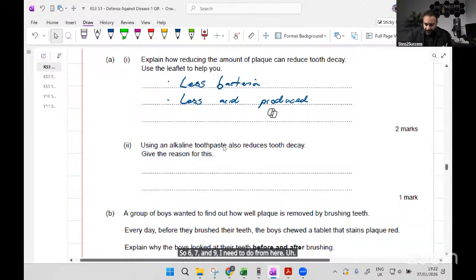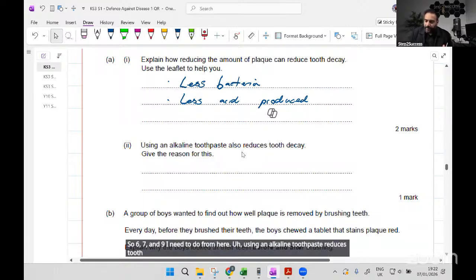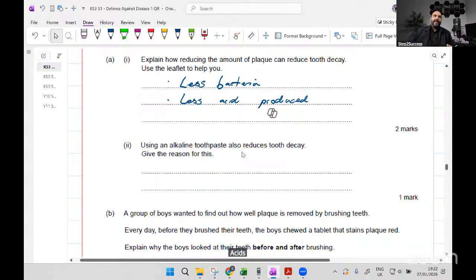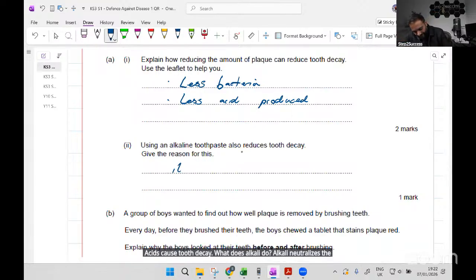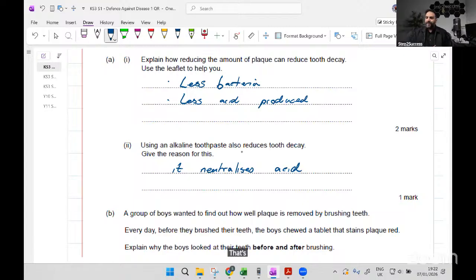Using an alkaline toothpaste reduces tooth decay. Give a reason for this. Because acids cause tooth decay. What does alkali do? Alkali neutralizes the acid. That's why toothpaste usually contains an alkali, because it gets rid of the acid.